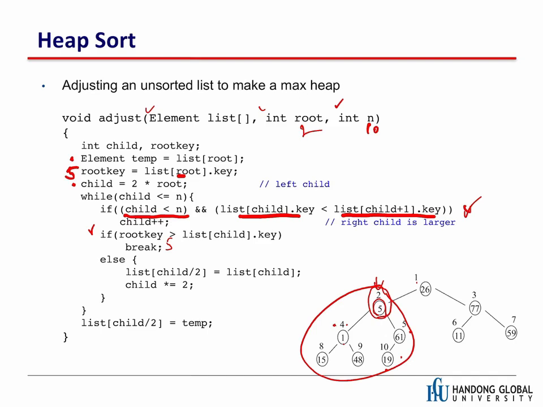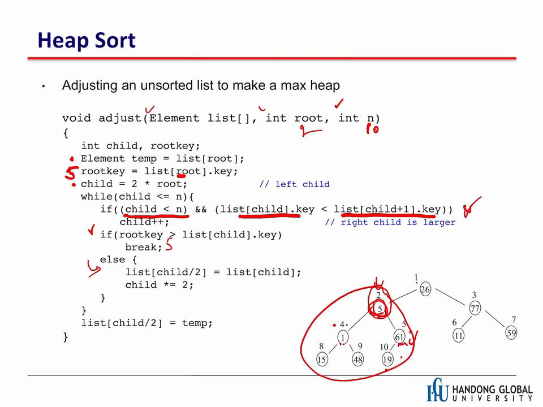If root key is larger than child key, then we should stop there, because this one is larger than the children. But this is not the case, so we are going into this else case, because the child key 61 is larger than 5. So we are going into this else statement.